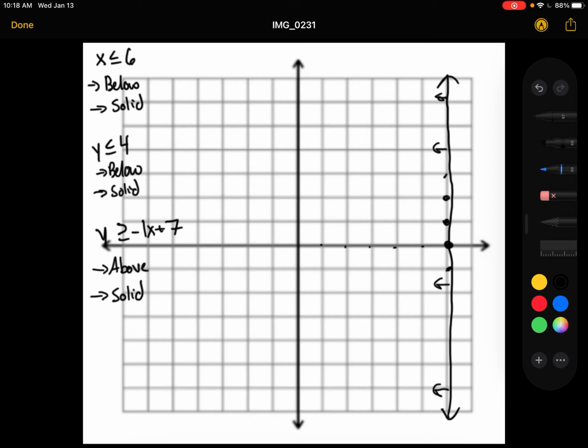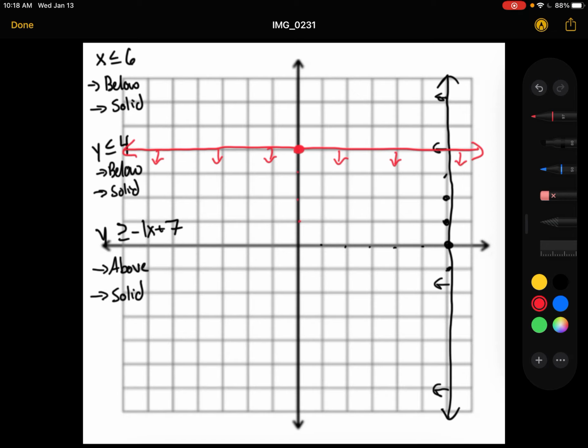So any value that's less than 6 will be a shaded region here. Next, y is less than or equal to 4. 1, 2, 3, 4. So our y value is always 4. It's a solid line. So this one actually just goes straight across. Again, it's solid, and this one is in fact shaded directly below. Okay, so we see that one like that.